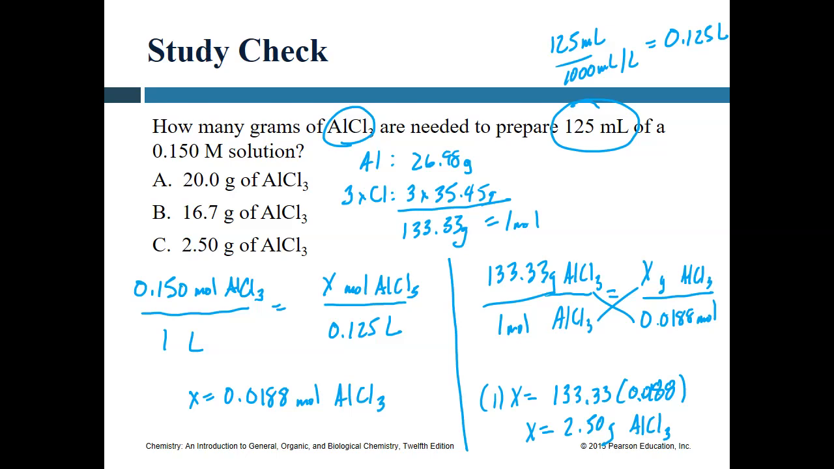Nice thing about doing it this way, though, is when you cross multiply, you get 1 times X on the one side. So you don't need to do any further algebra. You just multiply the other two numbers together and you get what you're supposed to. So that ends up getting you 0.0188 moles of aluminum chloride. So that's the first part. We figured out the number of moles of aluminum chloride.